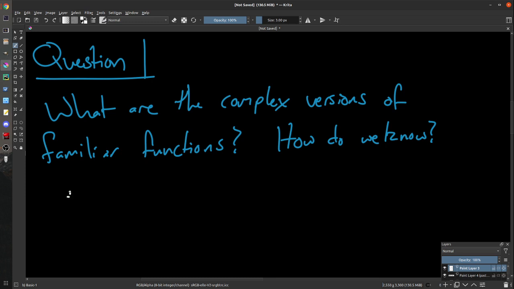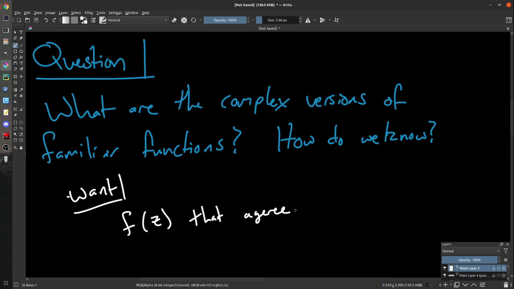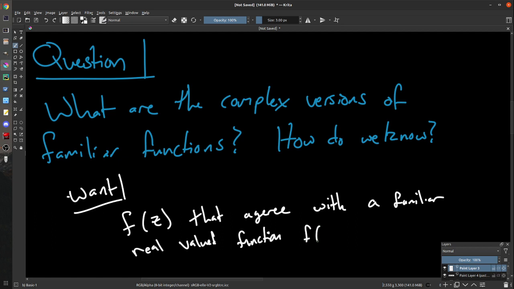What we want is we want functions f of z that agree with a familiar real valued function. We'll call it f of x, abuse notation slightly.